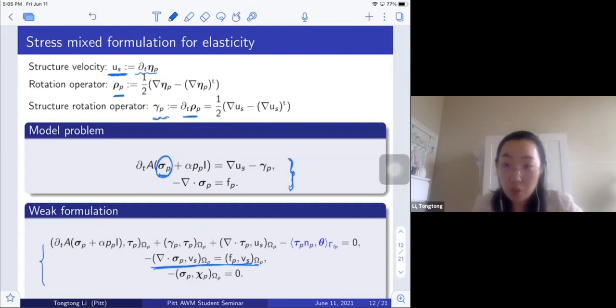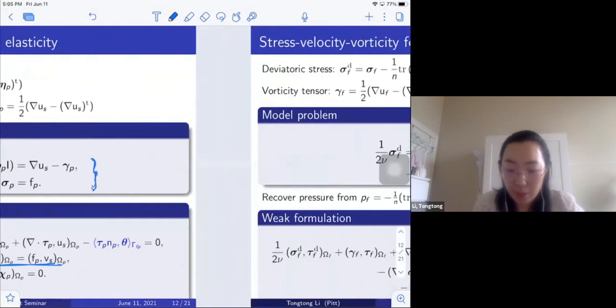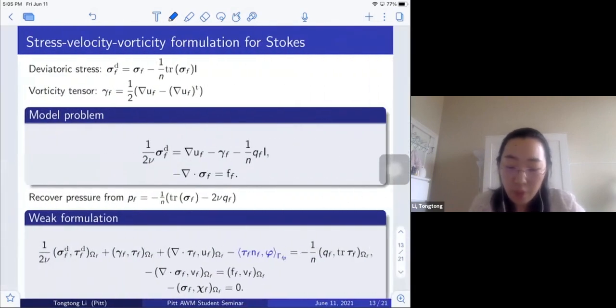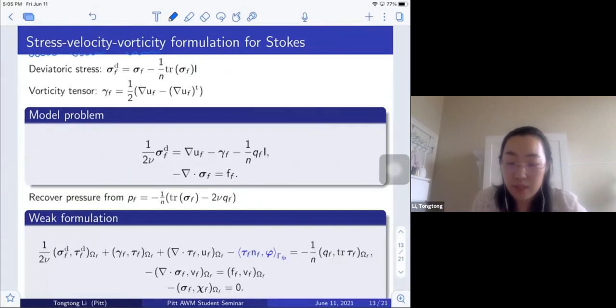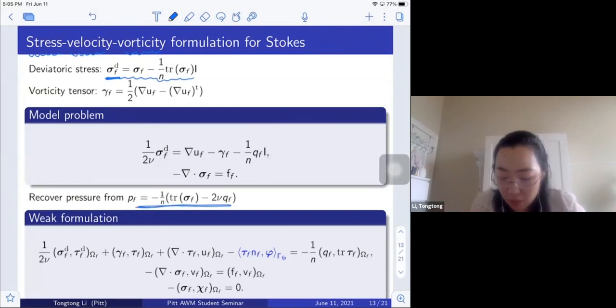And for the Stokes part, we are doing something very similar. So the variables that we care about are also stress, velocity, and the vorticity, which has a similar role to the rotation operator in the elasticity equation. And actually, we're also introducing not a variable, but just a kind of change for our fluid stress, which is the deviatoric part of the stress, because when we introduce this, we are able to eliminate the fluid pressure from our model problem. And finally, we can still recover the pressure from a post-processing procedure.